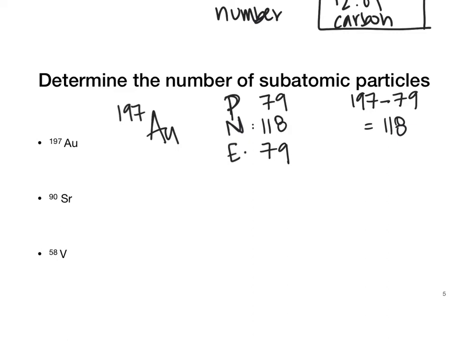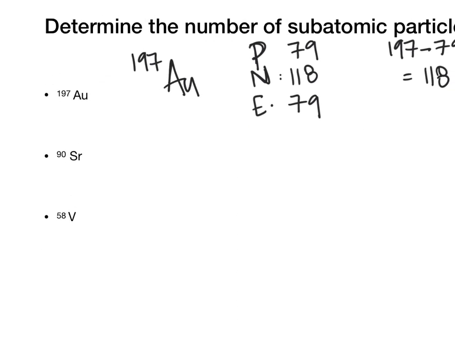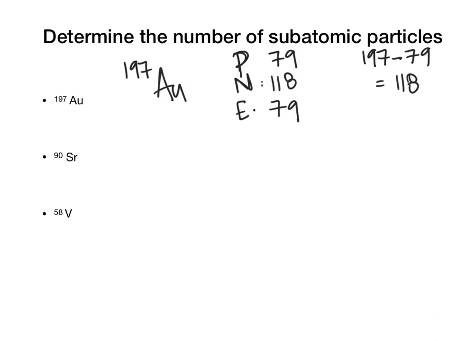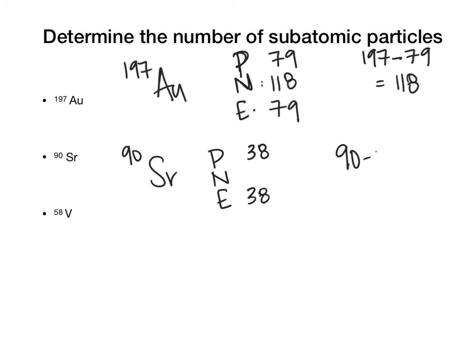So to determine the protons, neutrons, and electrons, we need the periodic table, which in my class on any exam, you will be provided a copy of. So for strontium-90, we have protons, neutrons, and electrons. Strontium is element 38, which means that there are 38 protons and 38 electrons. So the number of neutrons is 90 minus 38, which gives us 52.